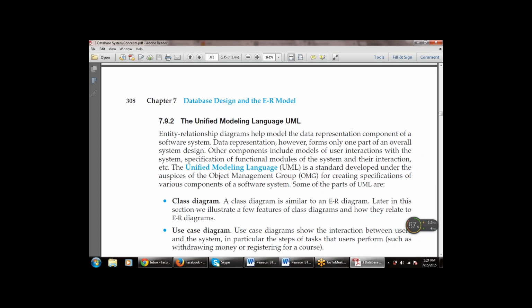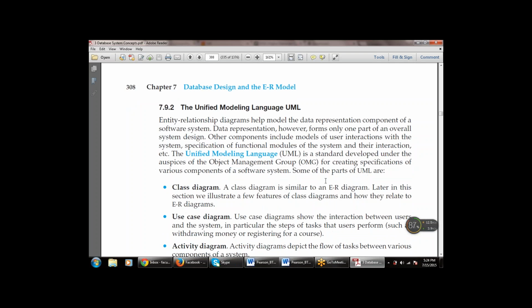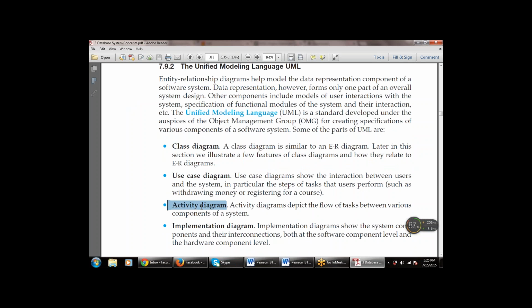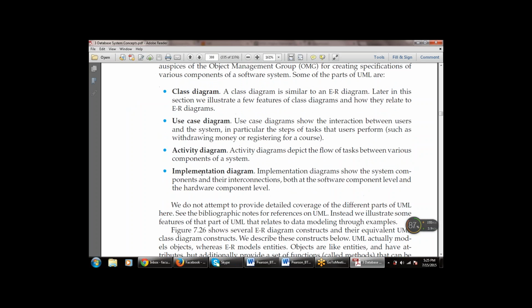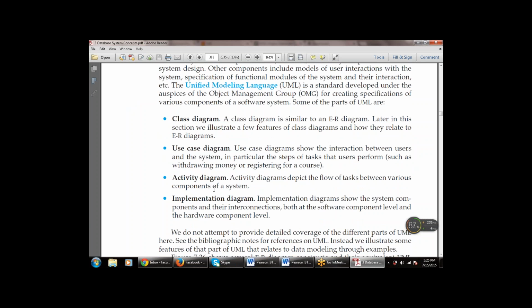One is the class diagram. One is the use case diagram. One is the activity diagram, and the implementation diagram. So these are the various parts of the UML. The class diagram is similar to the ER diagram; it is just like an ER diagram.